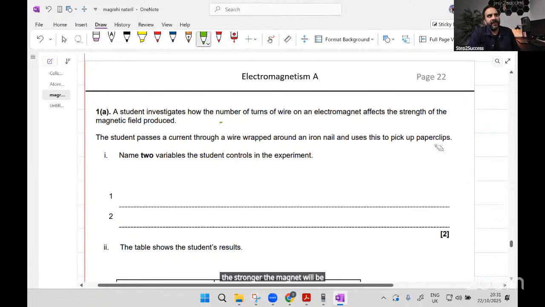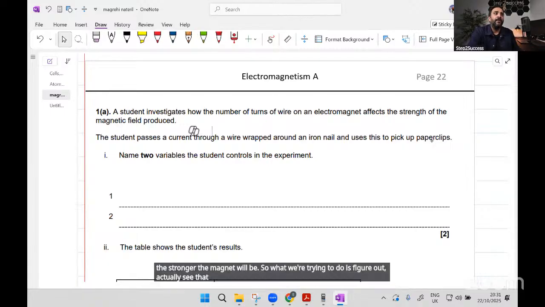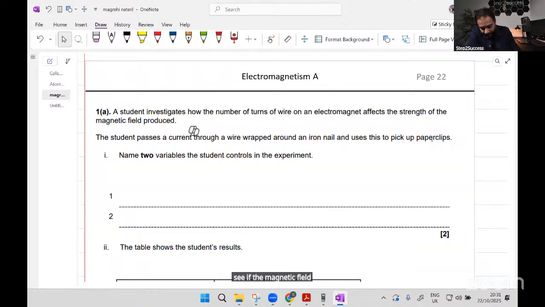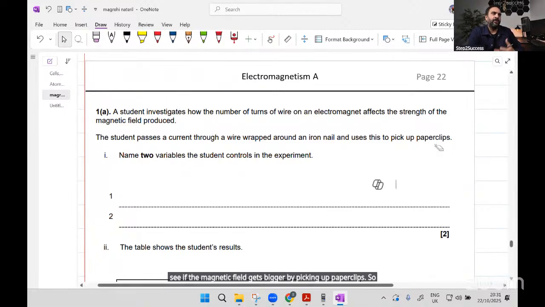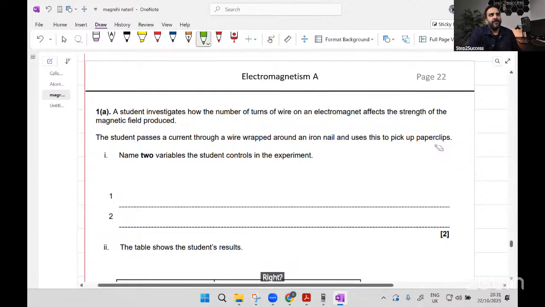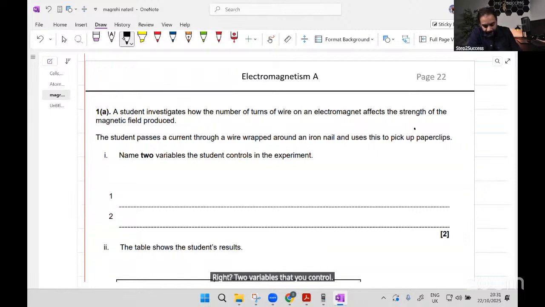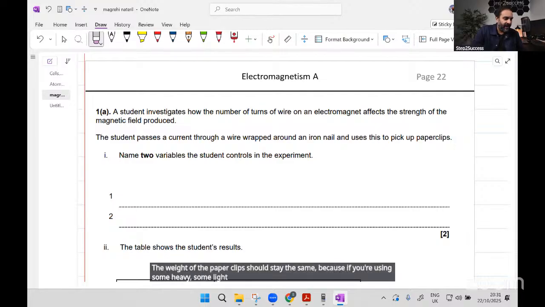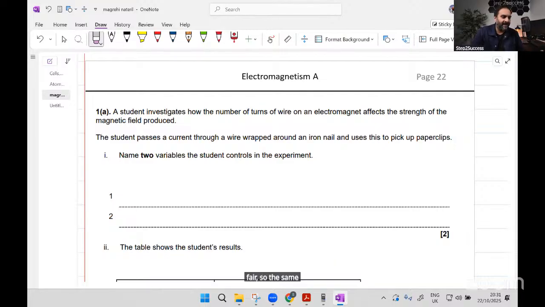So what we're trying to do is actually see that happen. We're going to change the number of turns, and see if the magnetic field gets bigger by picking up paper clips. So if we've got more coils, we should pick up more paper clips, right? Two variables that you control, things that should stay the same. The weight of the paper clips should stay the same, because if you're using some heavy, some light, it's not going to be fair. So the same type, size, mass of paper clips.